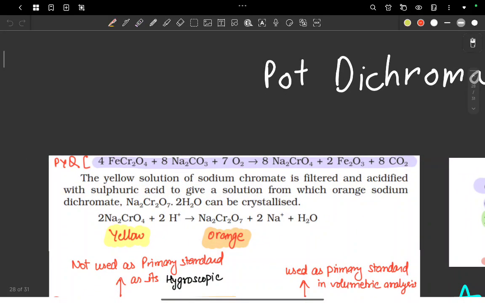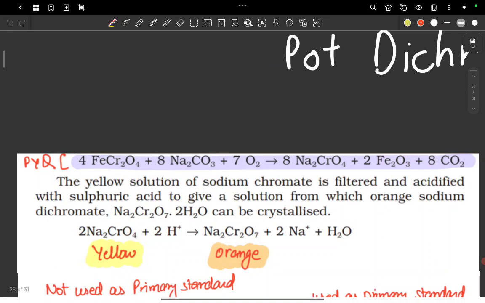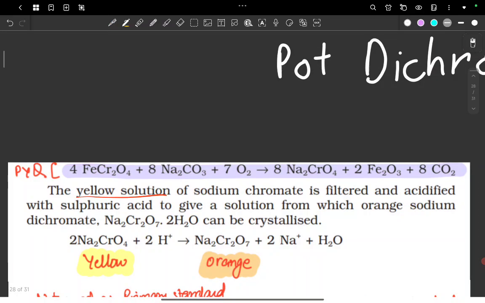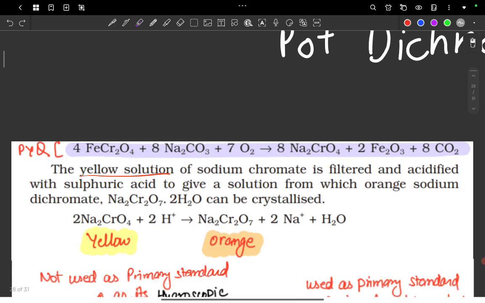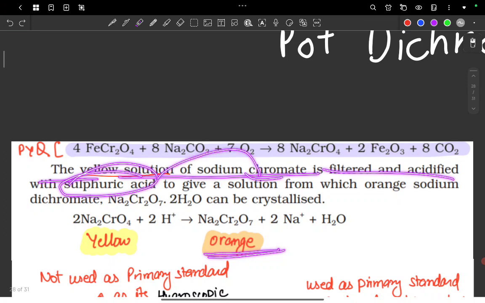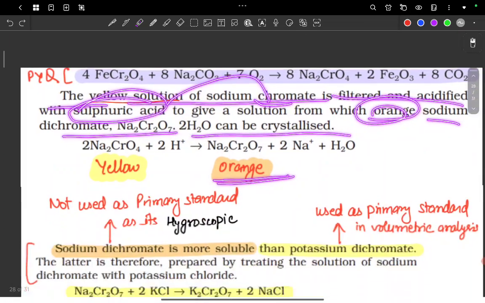And note one thing, it is said that the solution of sodium chromate is yellow in color, and as a general point, any chromate salt is yellow in color and any dichromate salt is orange in color. So the yellow solution of sodium chromate is acidified with sulfuric acid to give a solution from which orange sodium dichromate can be crystallized.